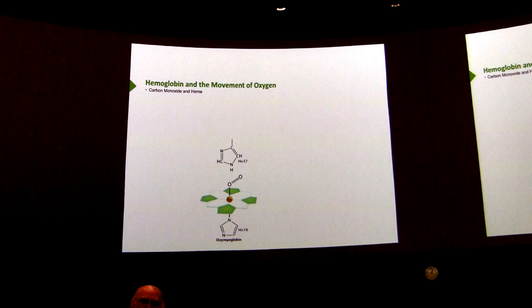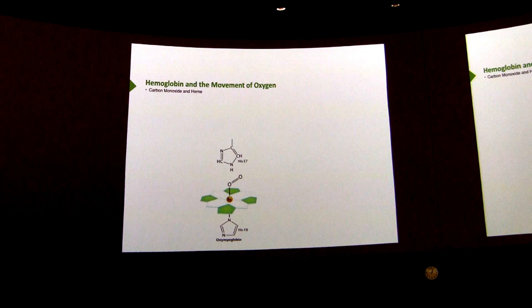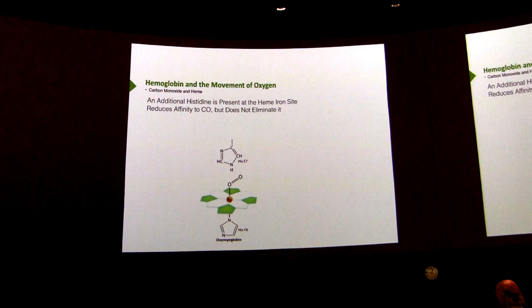Somebody asked about binding of carbon monoxide. This shows that heme center, and we see the binding of oxygen occurring at that heme center. It turns out that there's not only a histidine below the iron, there's also one above. It's just not physically attached to it. And that one above helps to block things out. It actually reduces the affinity of the hemoglobin for carbon monoxide. It doesn't eliminate it, but it does favor oxygen a little bit more than it favors carbon monoxide. That's important.